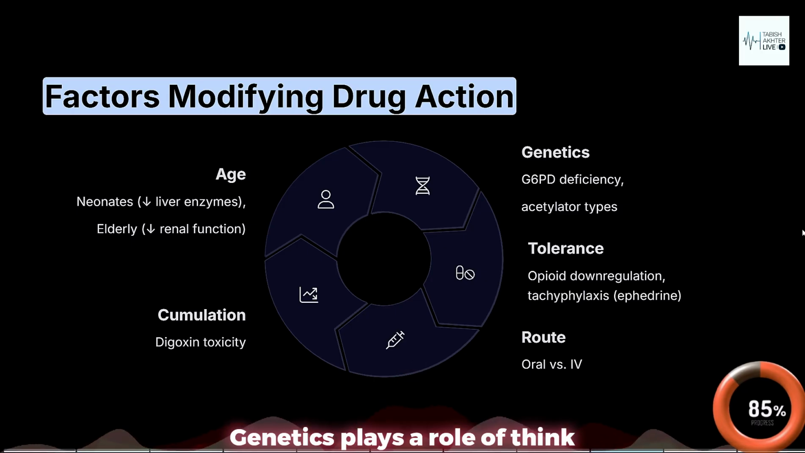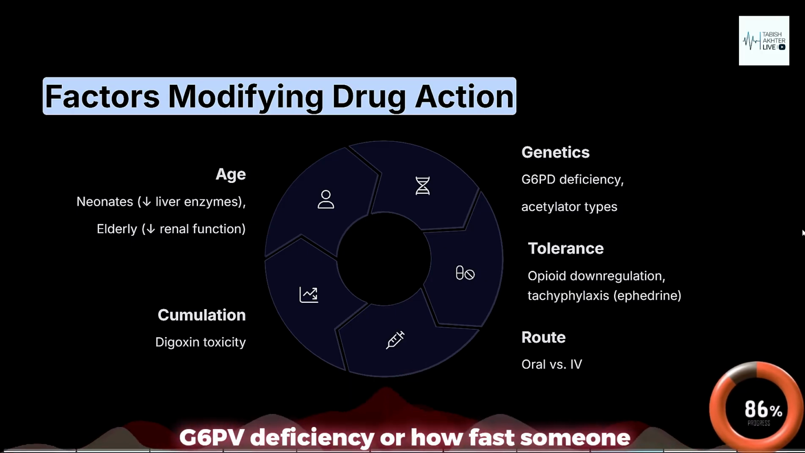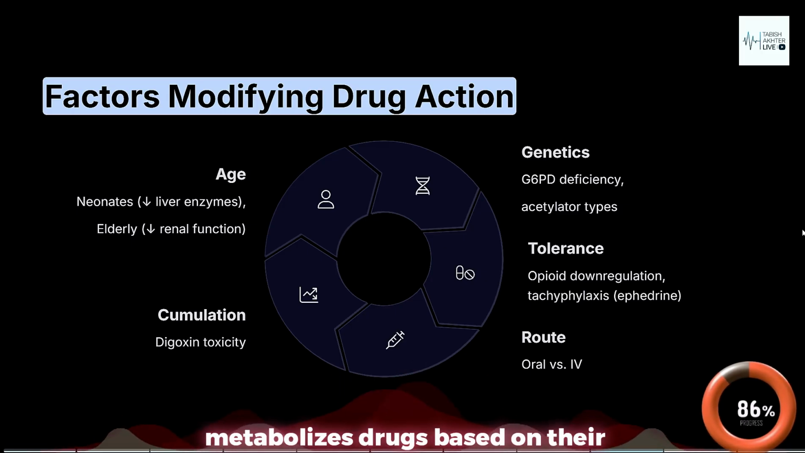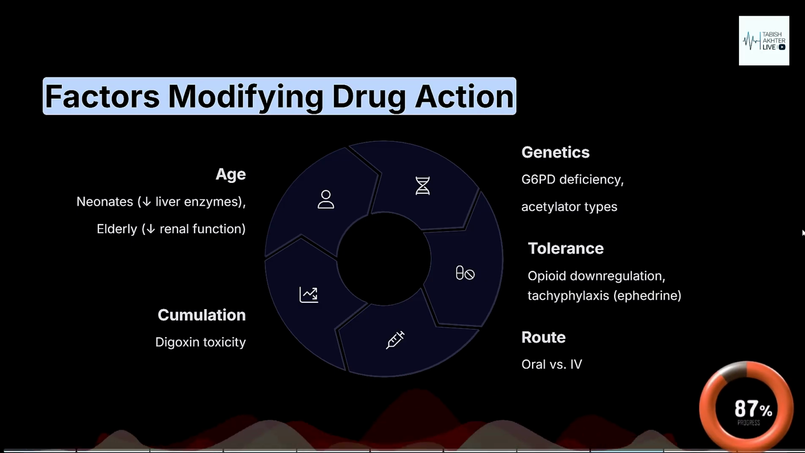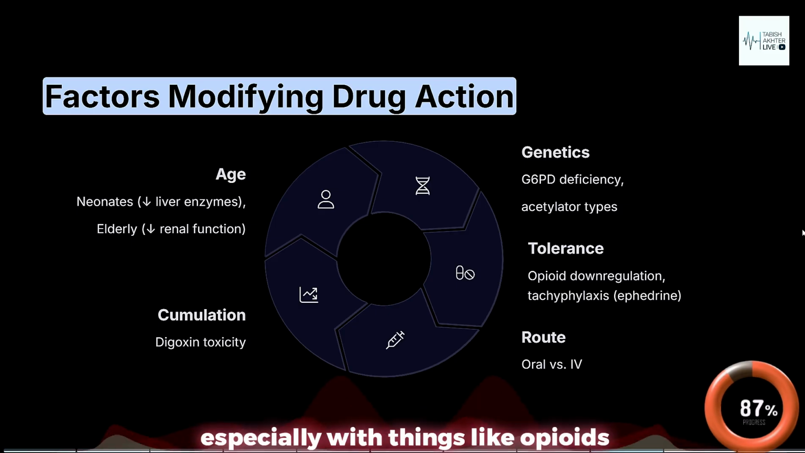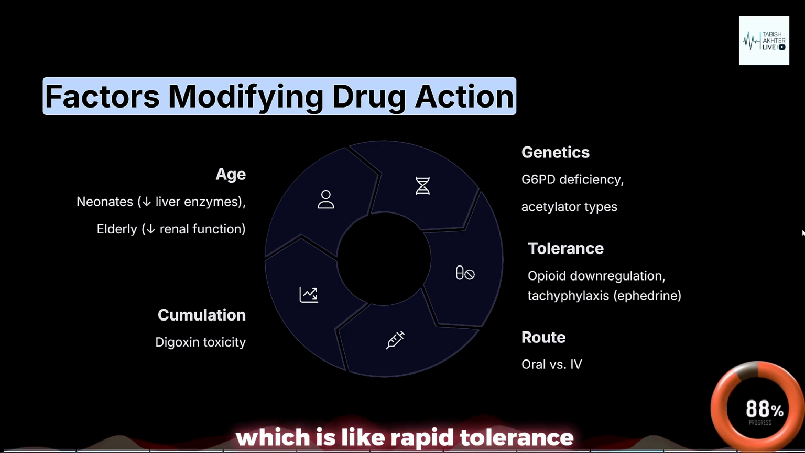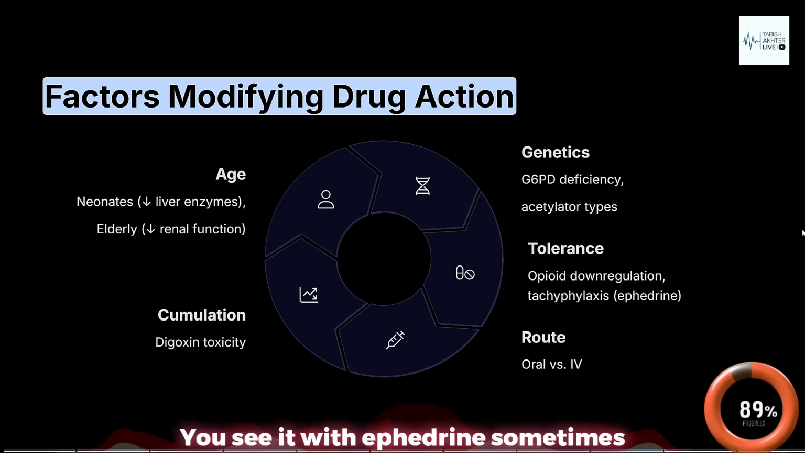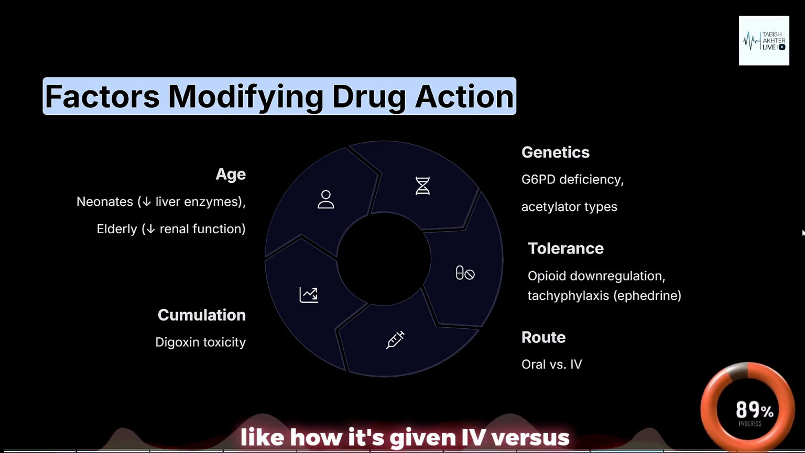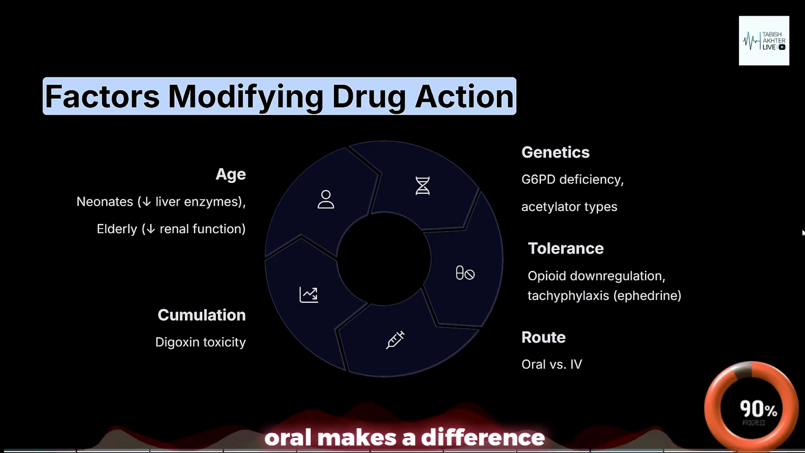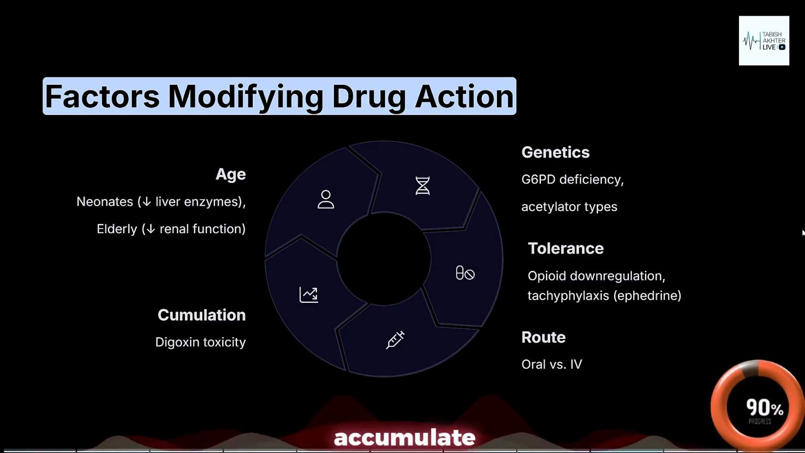Both affect how drugs are handled. Genetics plays a role. Think G6PD deficiency, or how fast someone metabolizes drugs based on their acetylator type. Tolerance is another, your body adapts, especially with things like opioids. Or tachyphylaxis, which is like rapid tolerance. You see it with ephedrine sometimes. And even drug factors, like how it's given, IV versus oral, makes a difference. Or if a drug tends to build up, accumulate, leading to toxicity, like with digoxin.